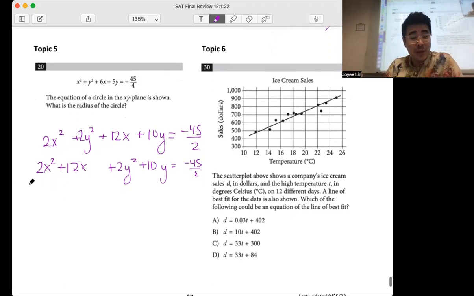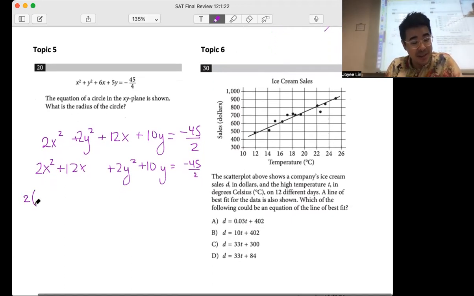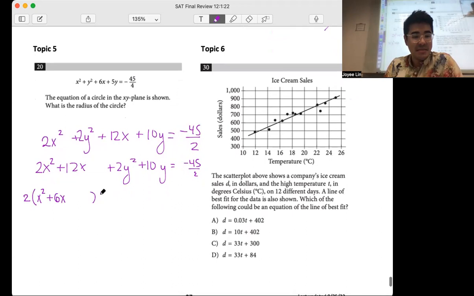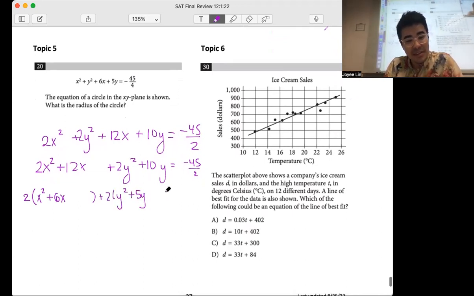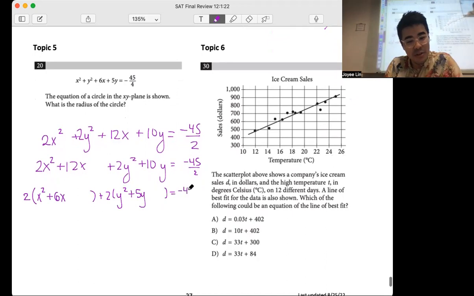We factor out the leading term, right? So 2 parentheses x squared plus 6x plus 2 parentheses y squared plus 5y equals negative 45 over 2. We have the b term and square it, so 6 over 2 squared is 9. We have the b term here. 5 over 2 squared is 25 over 4.